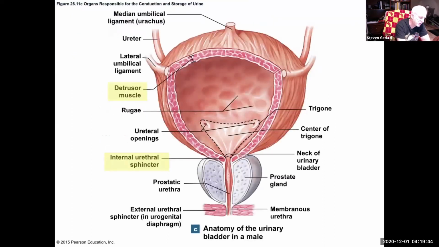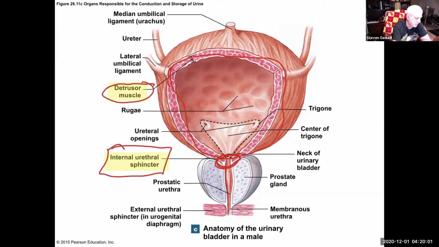So here's the detrusor muscle. This surrounds the urinary bladder. That's a smooth muscle surrounding it. And here is your internal urethral sphincter. Here's a muscle that keeps it closed, and there is no voluntary control. It's an involuntary muscle over the internal urethral sphincter.